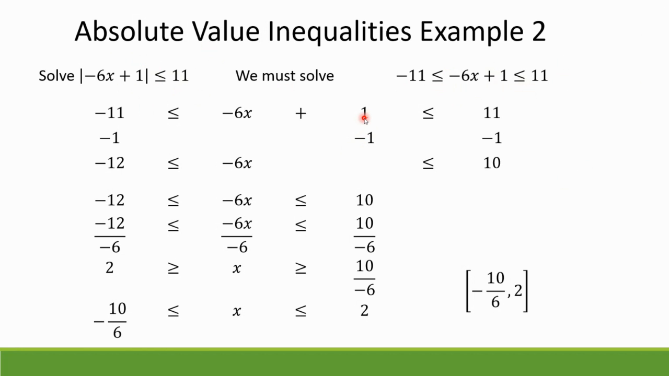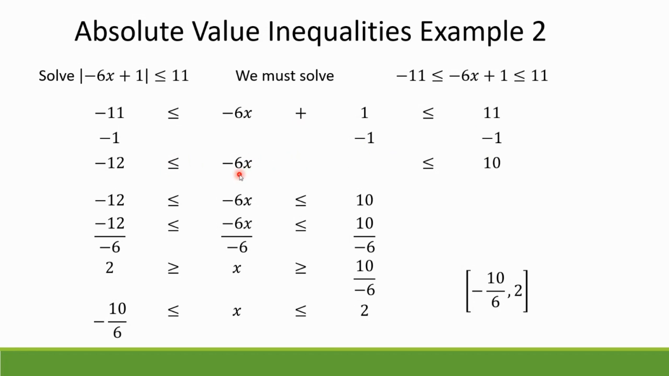Just like before, we want to get x all alone. How do we do that? Subtract 1 from each side, as you can see. We want to get the 1 out of here, so we subtract. What you do to one side, you do to all the others. And so minus 6 times x, we get in the middle. That's going to be less than or equal to 10, greater than or equal to minus 12.